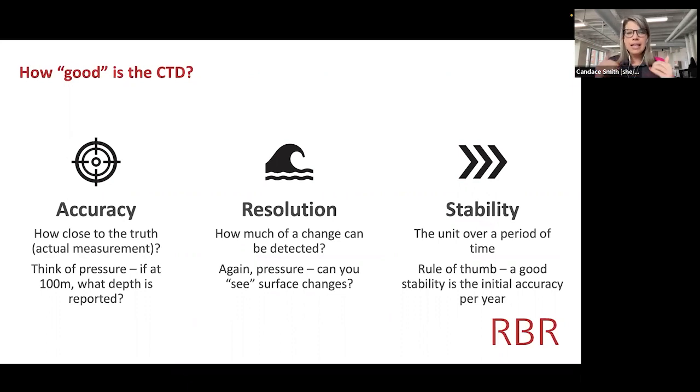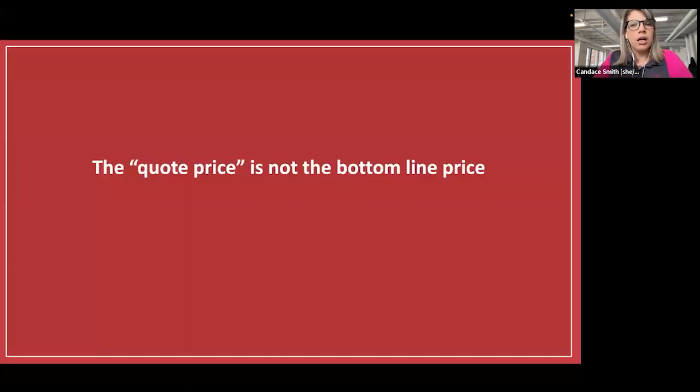So if you need an accuracy of, whatever, 1 degree Celsius, and the stability is 0.5 degree Celsius per year, then every year you're expecting to lose 0.5 degrees of accuracy before it needs to be recalibrated. So really the stability is an important piece for how often you should be recalibrating. What I'm talking about in this last bit is that the price you get on your quote is not the bottom line price. There are other things that you should be thinking about, and the price is really a more holistic view of many different factors.